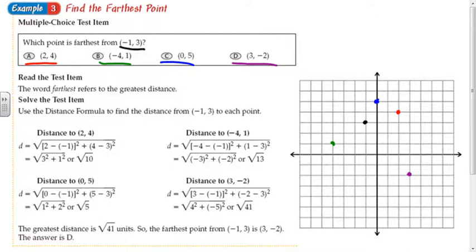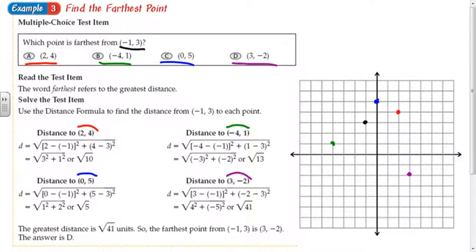Already, just by looking at this visually, we can tell some of the points are a lot closer and some are a lot farther. So we might have an idea already which one we think is the farthest. But we'd have to use the distance formula to solve. So this is the distance to A, this one is our distance to B, this is our distance to C, and this is our distance to D.